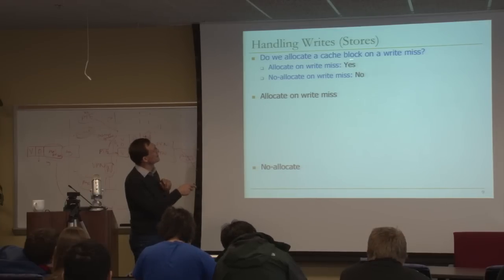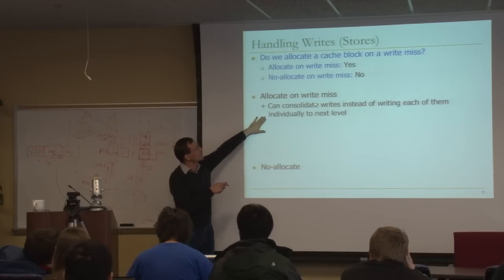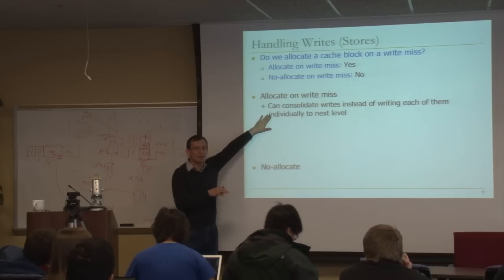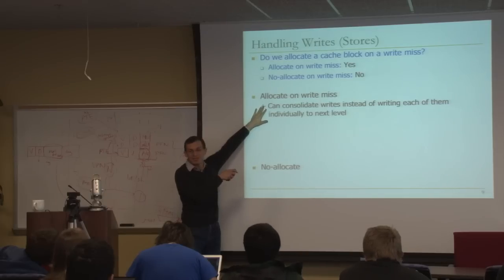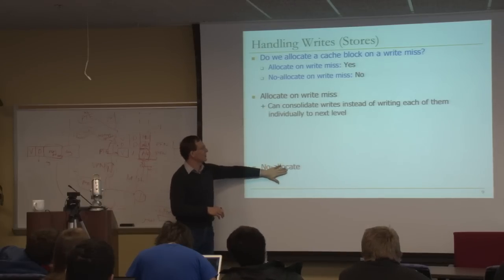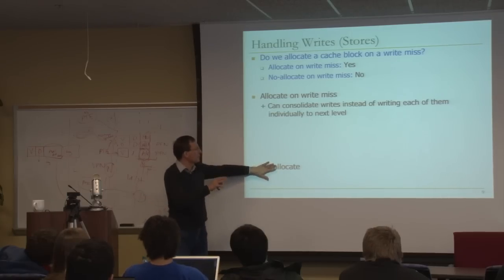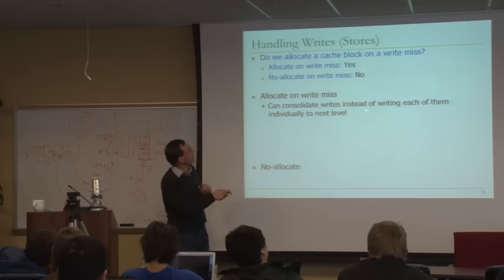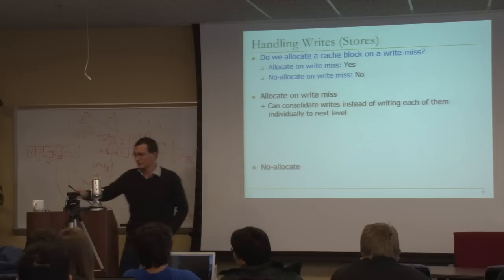Well, allocate on write miss policy says, yes, allocate. What are the advantages of this? Well, if you allocate on write miss, you can consolidate writes. Basically, this has kind of the benefit of write-through. This is not exactly the same as write-through. Write-through and write-back assume that you always allocate on write-miss. Actually, no allocate, obviously, you don't have dirty data, right? You kind of always write-through. You can consolidate writes instead of writing each of them individually to the next level, if you allocate on write-miss. Yes? What's a write-miss?